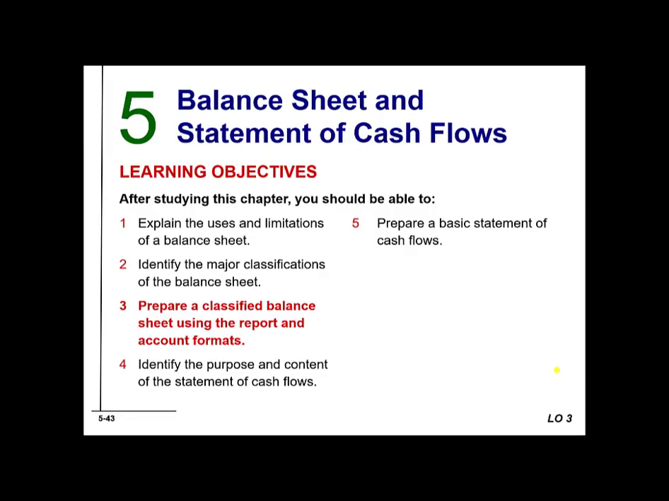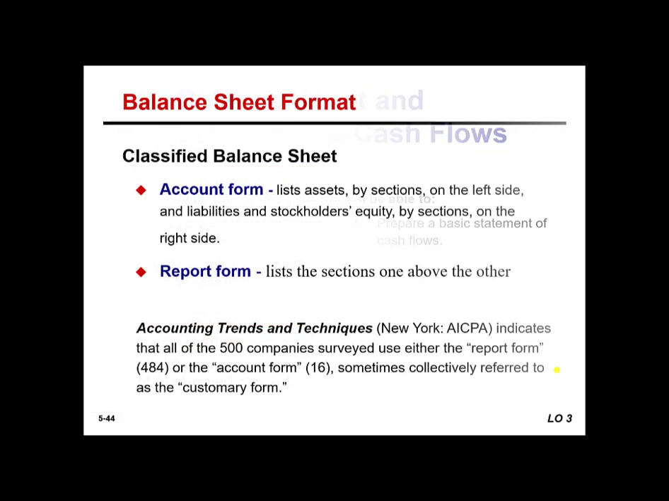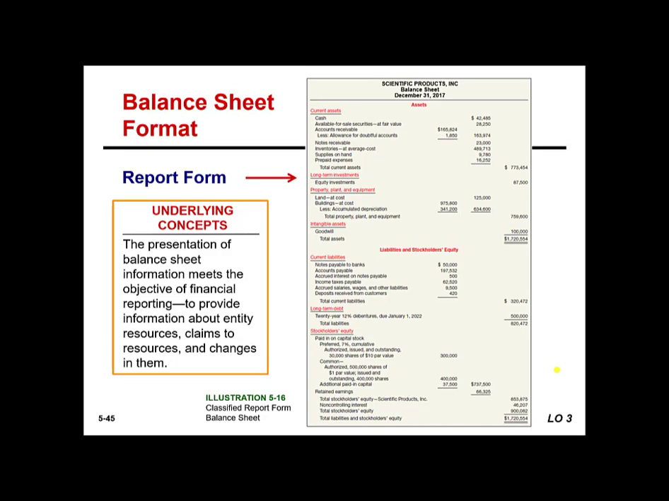Next, we'll prepare a classified balance sheet using a report or account format. The account format lists assets by section on the left side and liabilities and stockholders' equity by section on the right side, which creates a lot of space. So most people like to use the report form. It lists the sections one above the other. This is an example of the report form.